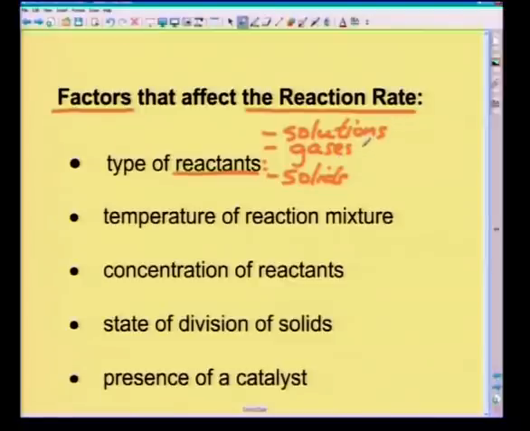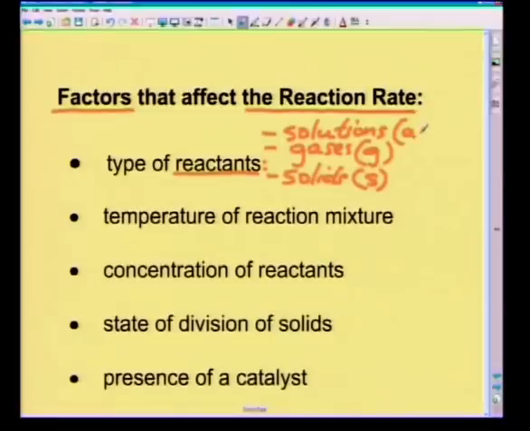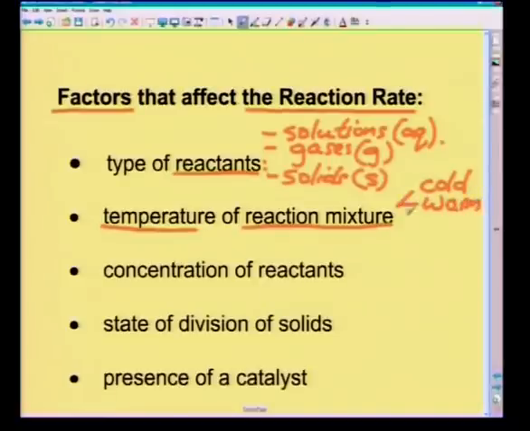You remember that when you write your chemical equation, we want you to show the specific state in which your chemicals are. So for gases, you have G. For solids, you have S. Can you still remember what we have for solutions? When you have something in solution reacting, we put AQ for it, aqueous. So, type of reactants, what are we having there? Temperature of reaction mixture, at what temperature are they? Is it something cold, warm, hot? All these conditions will tell us whether the reaction will be faster or slower.